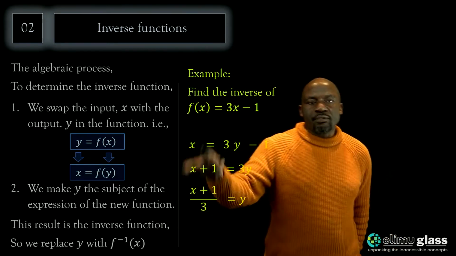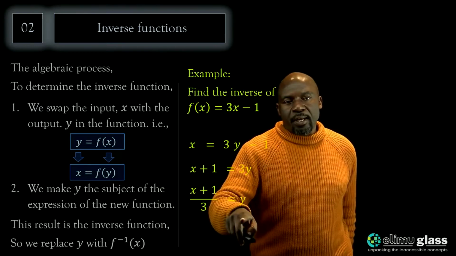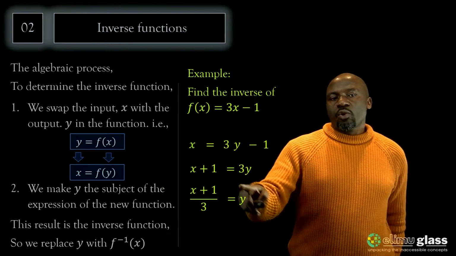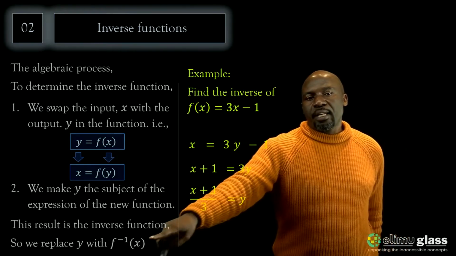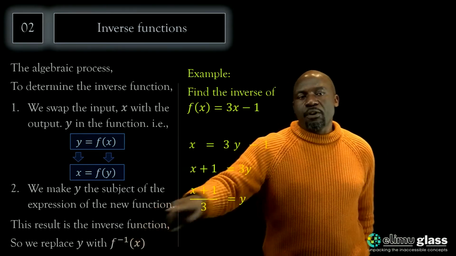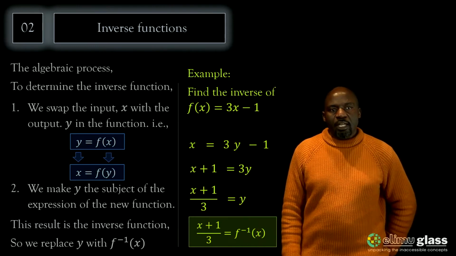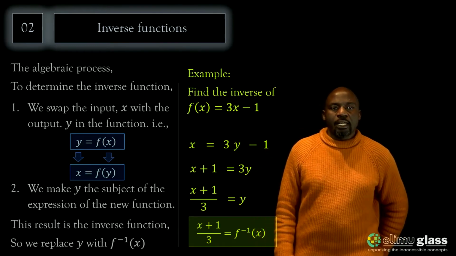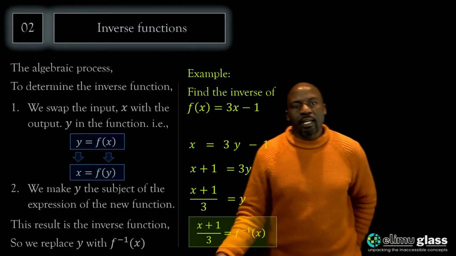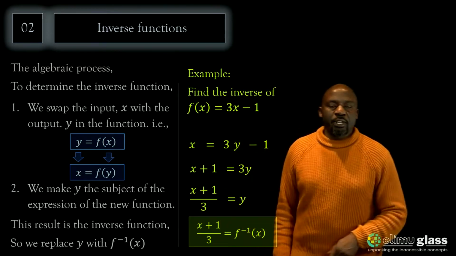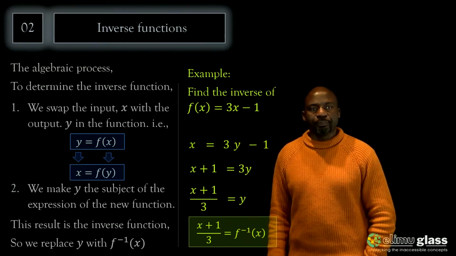This is our inverse function, but we cannot leave it like this, otherwise we are penalized. So we have to remove that y and replace it with a symbol for inverse function, and so we can write that f inverse is x plus 1 divided by 3, or a third x plus 1. It's as simple as that to determine the inverse of a function.